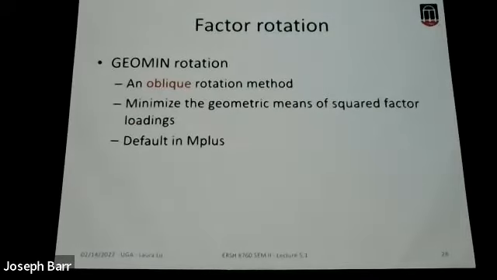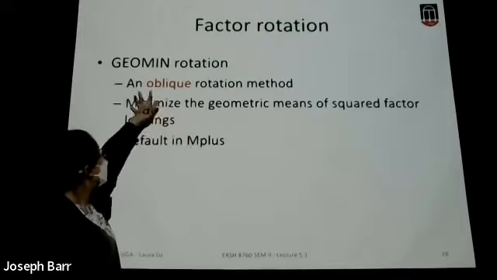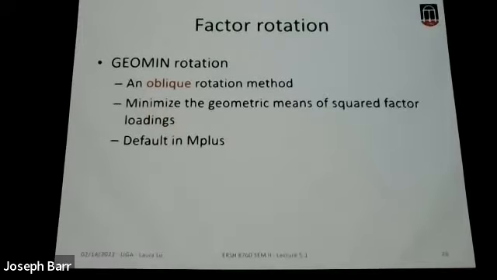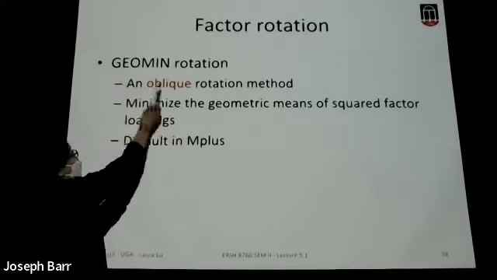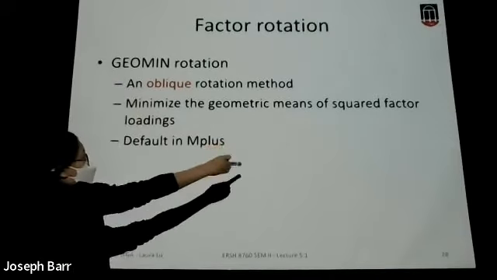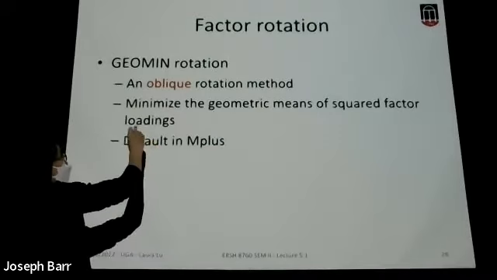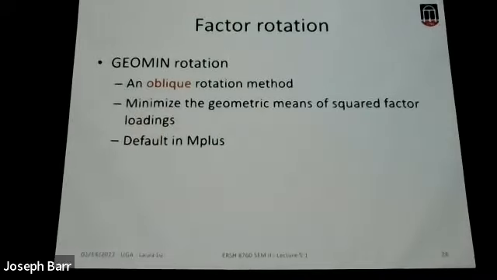We can also have a geomin rotation. It's another type of oblique rotation. It's the default in Mplus. I think this method can be treated as the best rotation method, and we can do the comparison. We try to minimize the geometric mean of squared vector loadings. So that's why it's called geomin. The geometric mean of squared vector loadings is minimized. So this is the geomin notation.